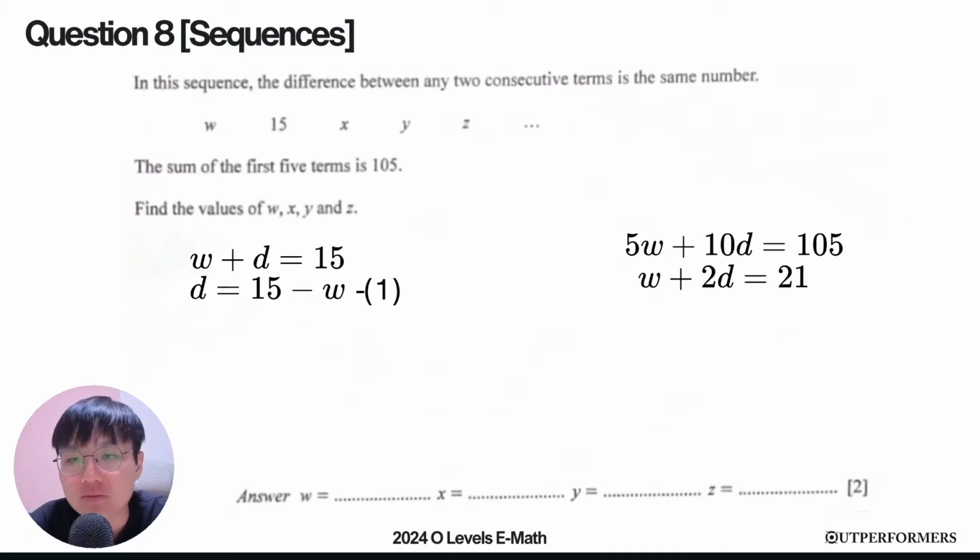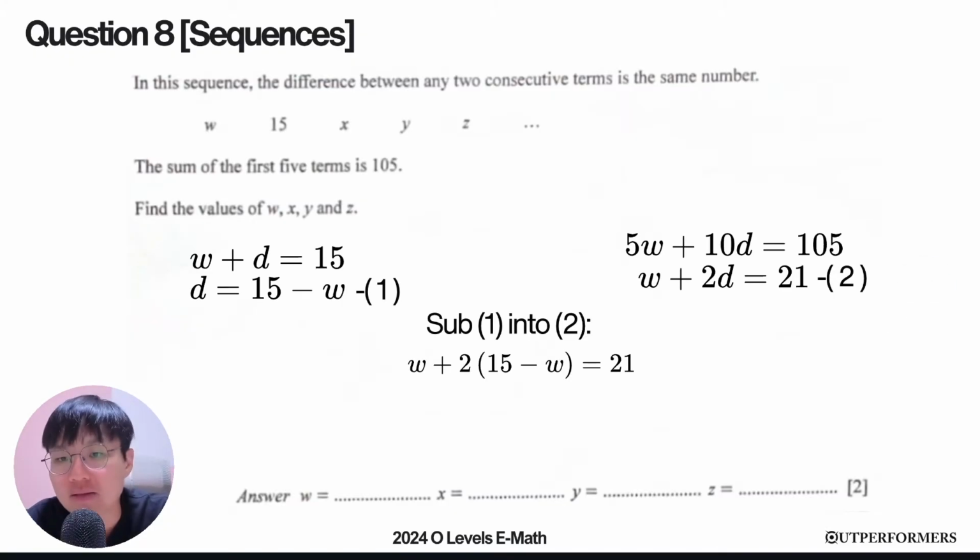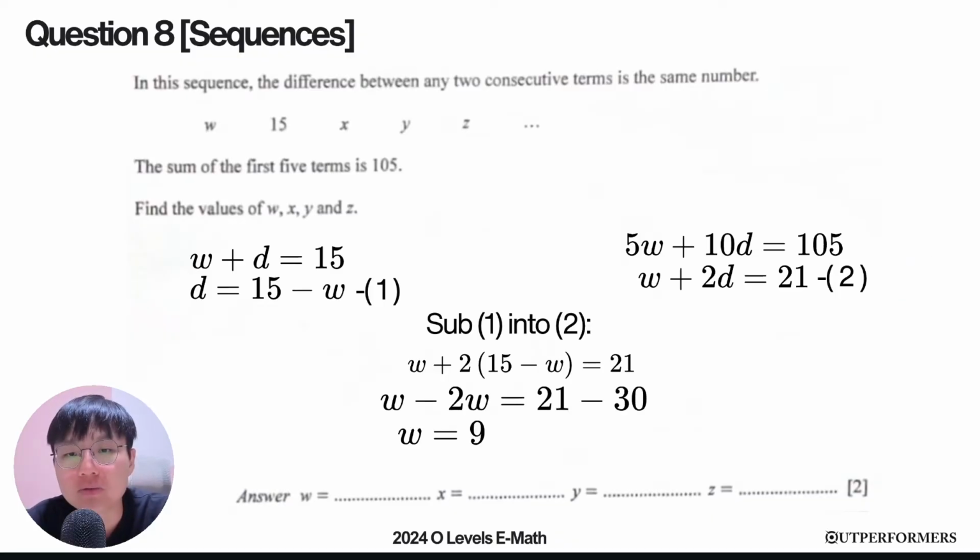Alright, and then we have 5w plus 10d equals 105, which can be reduced. So I reduce it to w plus 2d equals 21. This is equation 2. And with these two, I'll be able to sub in to get my w equals 9. And you can easily just bring it back to any equation you like to solve for d equals 6. Okay, so you can just sub into here, or you want to sub into here, also can. And we have it ready.